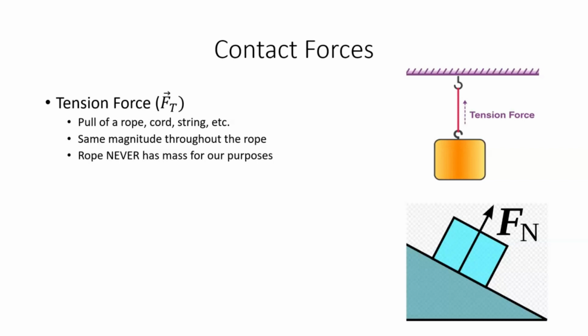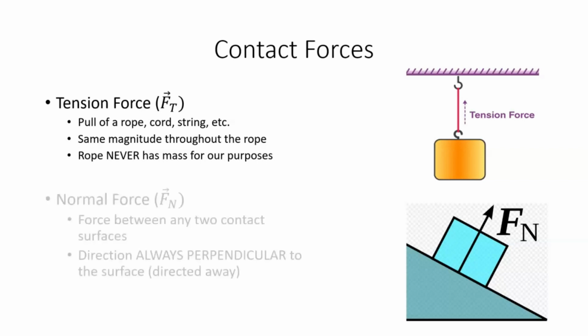So the key assumptions that we are making for the tension force in fundamental problems, usually in AP Physics 1 and Physics Honors, is that we have the same magnitude of the tension force throughout the rope, which means that the rope never has mass for our purposes in the problems, but usually a rope obviously does have a mass.